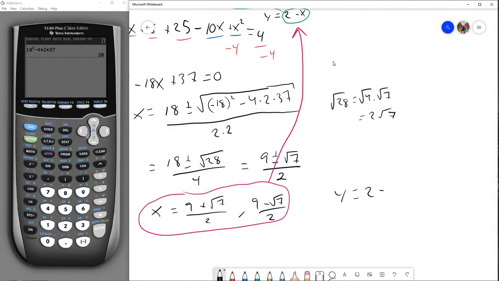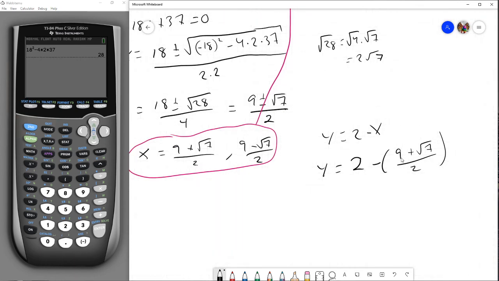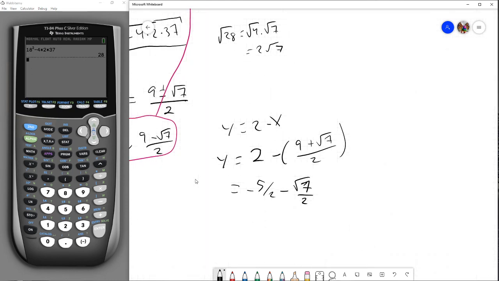So we said that y is equal to 2 minus x. That means y is going to equal 2 minus this quantity. Okay. So let's figure out what that is. 2 minus 9 halves. 9 halves is 4.5. So 2 minus 4.5 is negative 2.5. And that's going to be 5 halves. So we get negative 5 halves minus root 7 over 2. And then our other value is we have y is equal to 2 minus quantity of 9 minus root 7 over 2. So that's going to be negative 5 halves plus root 7 over 2.